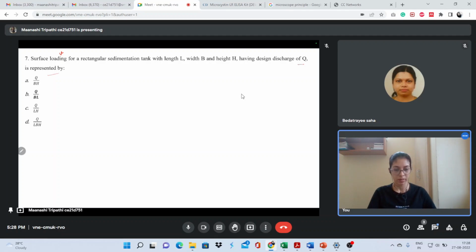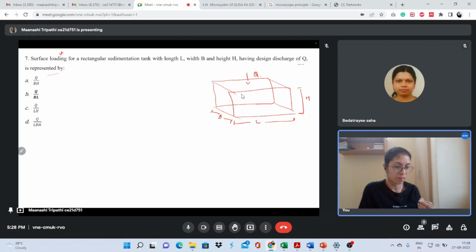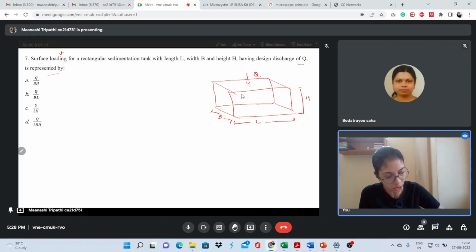We'll see the result. First of all, I'll draw this. Just imagine this is a sedimentation tank. This will be the length, this is the width and this is the height. Some wastewater flow is coming. Just imagine it's coming from the top. No, it won't come from the top, it will come from the side.